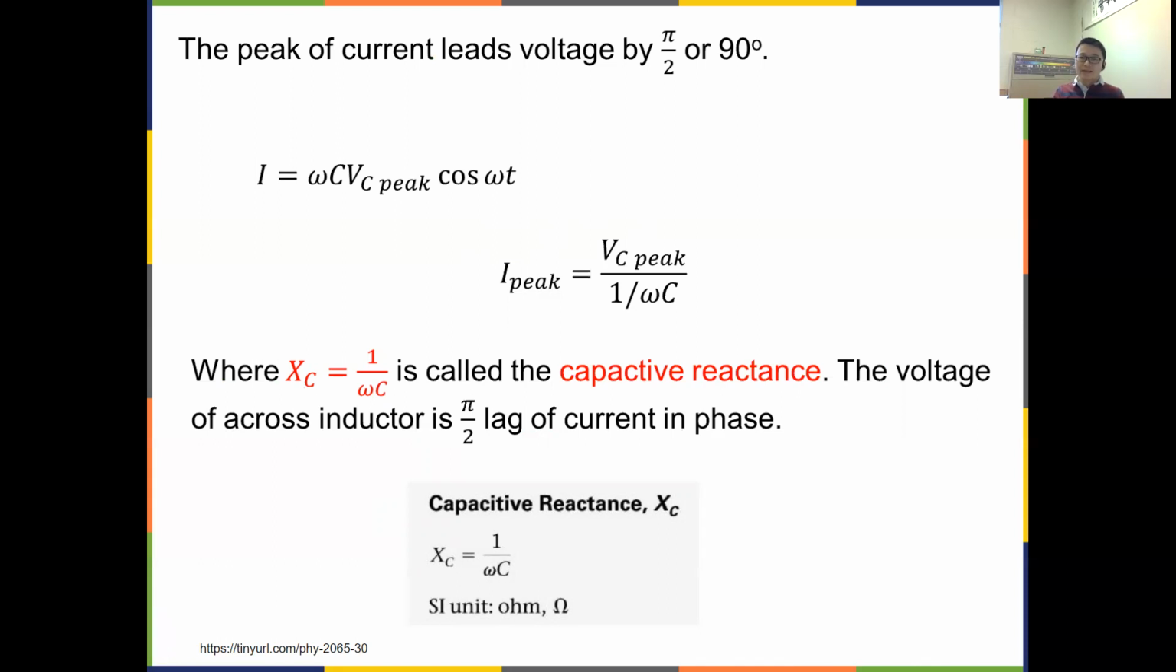Capacitive reactance X_C is 1 over omega C. Again, omega is 2 pi times f. The SI unit here is ohms, just like resistance.